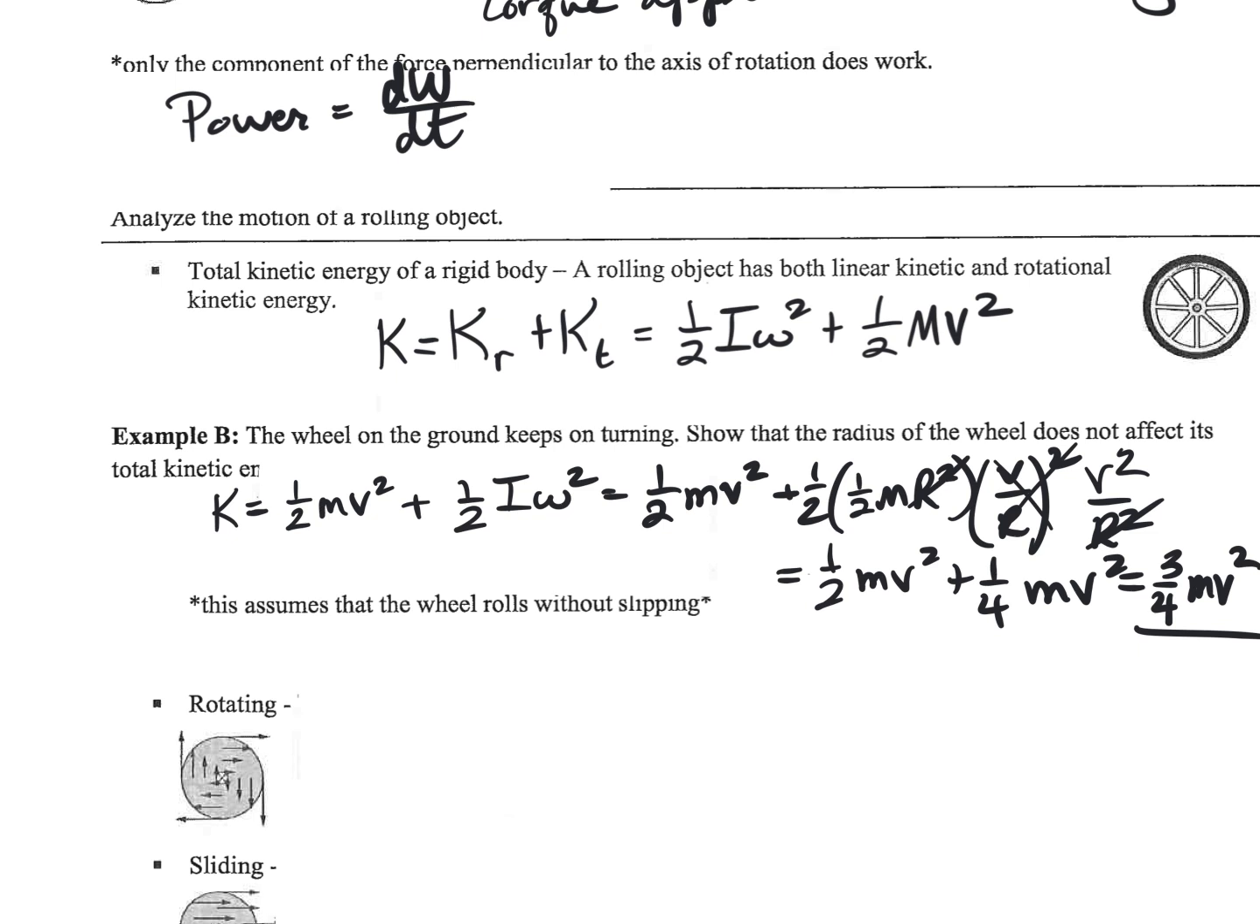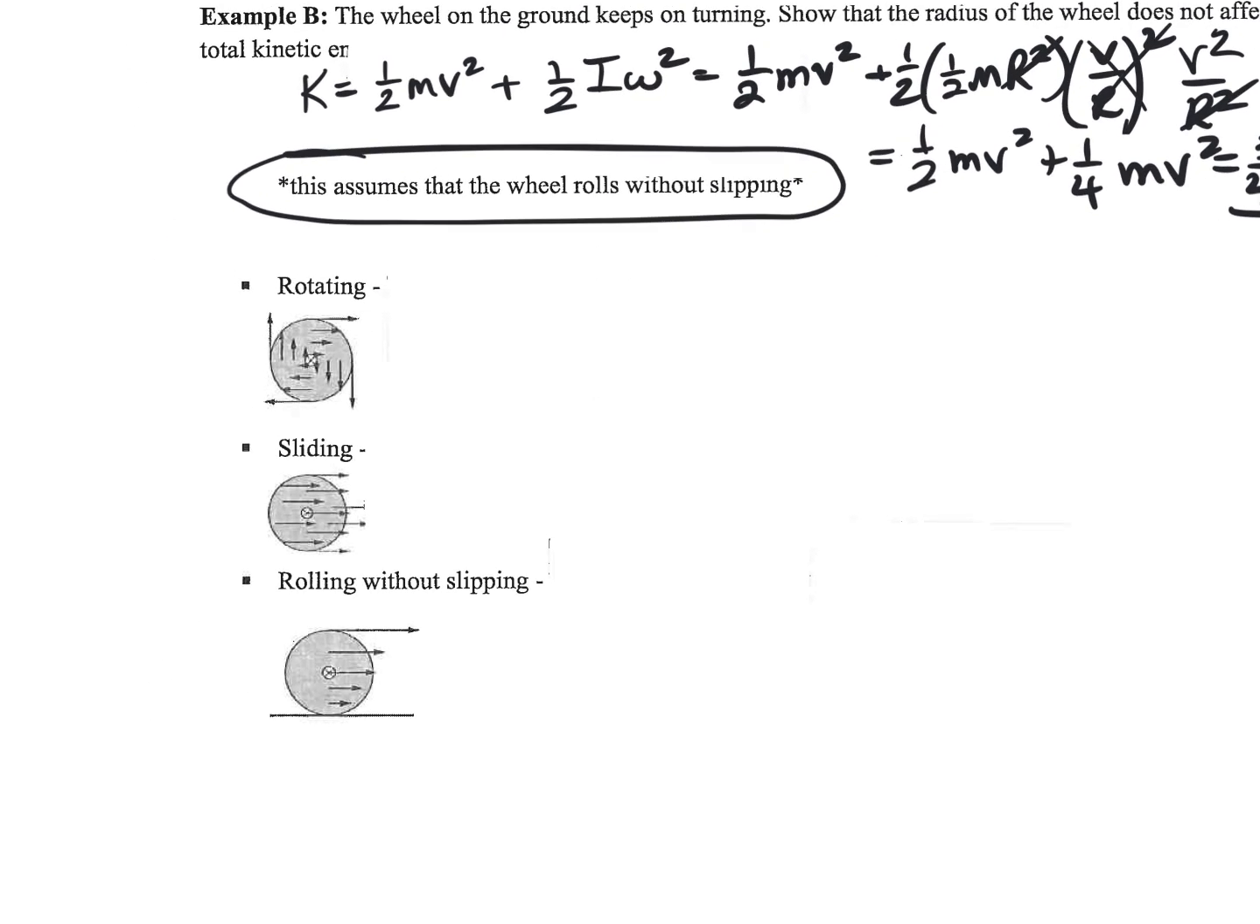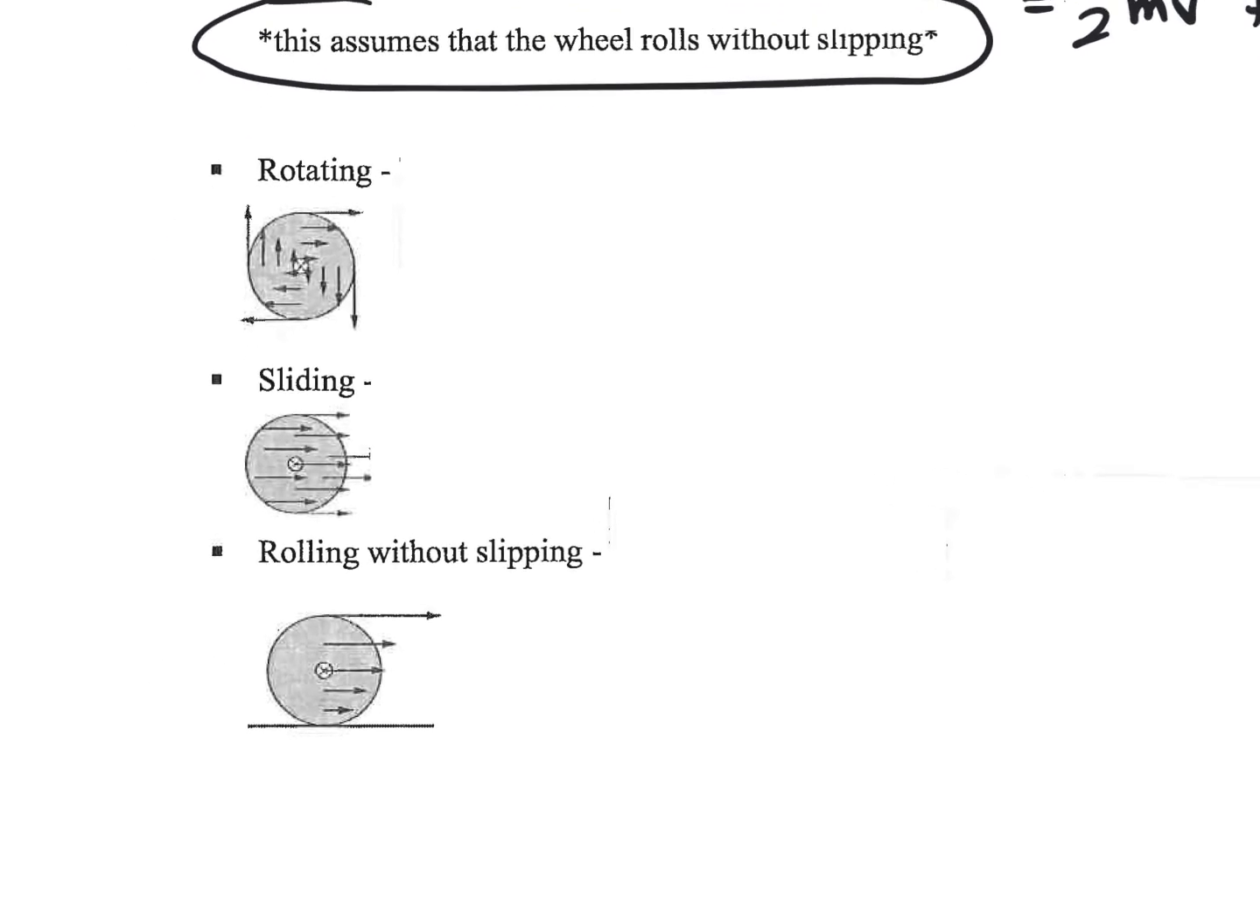Now, here's the big thing. This assumes that the wheel rolls without slipping. If the wheel starts to slip, all bets are off. You lose energy, you don't get the rotation, do you? If the wheel is slipping, you don't get the rotation. So now, why does this thing end up equaling what it equals? I need you to pay attention to what this means.